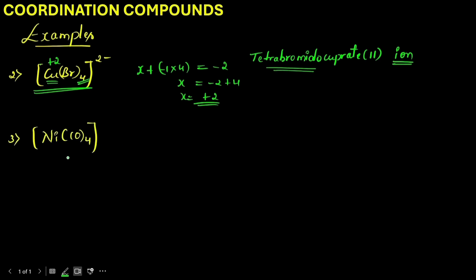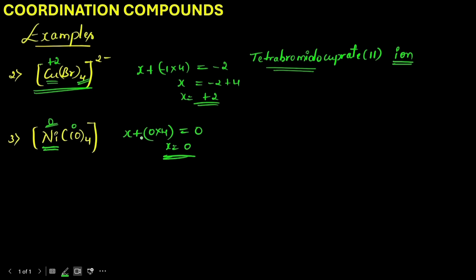So here we have another example. First we will calculate the oxidation number of nickel. Let it be X. We know that CO is a neutral ligand, therefore the charge of the neutral ligand is 0. That is 0 into 4 should be equal to 0, because the complex has no charge. Therefore, X is equal to 0. Here the oxidation number of nickel is 0.